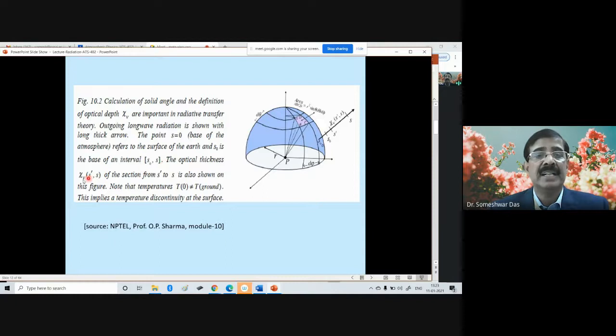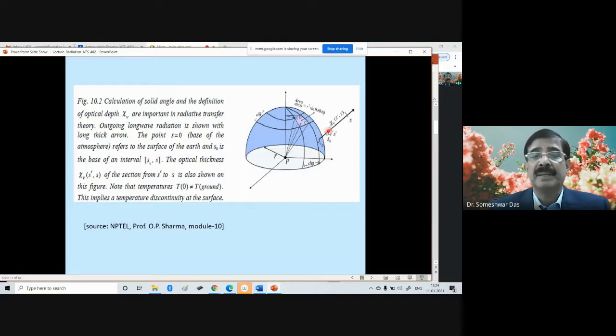So the optical thickness chi nu, which is a function of S prime and S, of this section from S to say S prime. On this section, the optical thickness for this section, from S0 to S prime, is also shown in this diagram here.